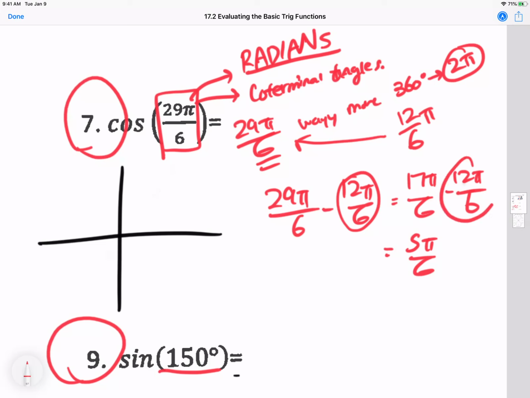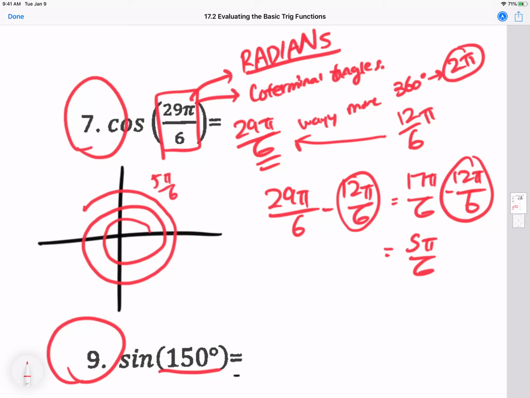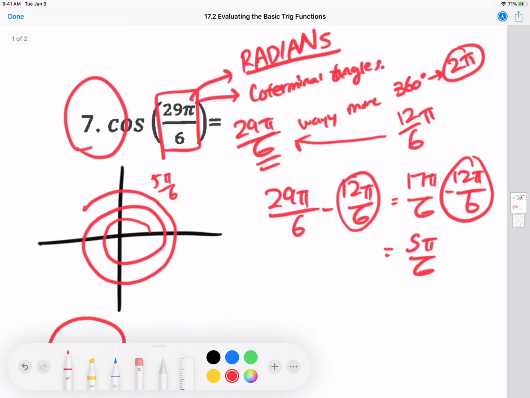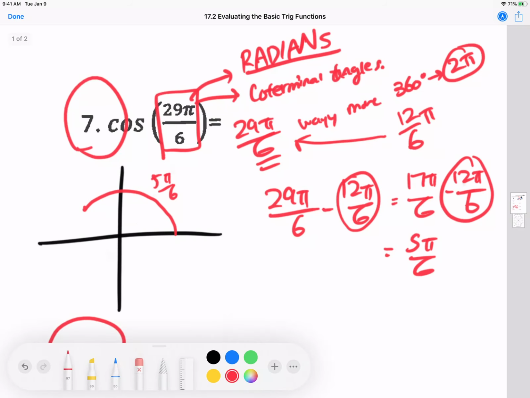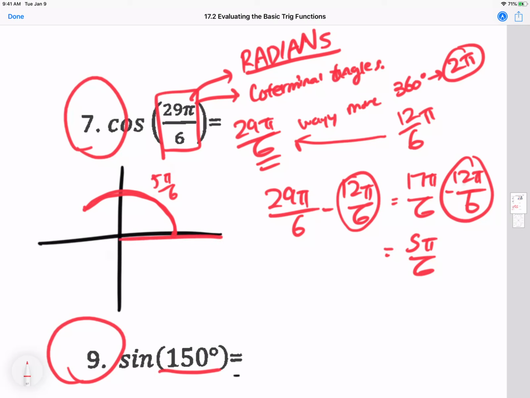So what does that mean? It makes 2 complete circles like this, and then goes additional 5 pi over 6 more. But we don't really have to draw all these swirls. The only thing I really have to worry about is this 5 pi over 6 that stretches from 3 o'clock to somewhere in the second quadrant.